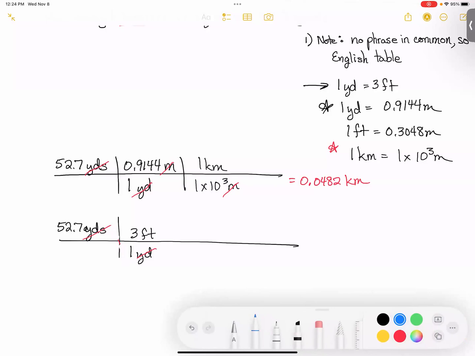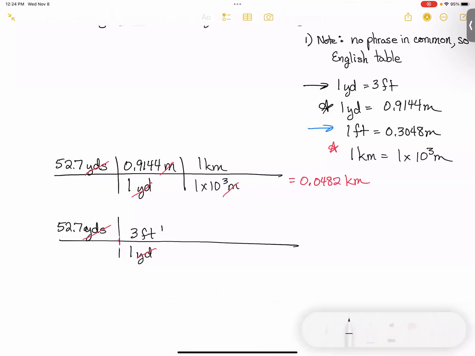And in this case, I would go to the second one in line and go, okay, 1 foot is equal to 0.3048 meters. And the foot would have gone in the denominator so that it would have canceled, leaving me meters.